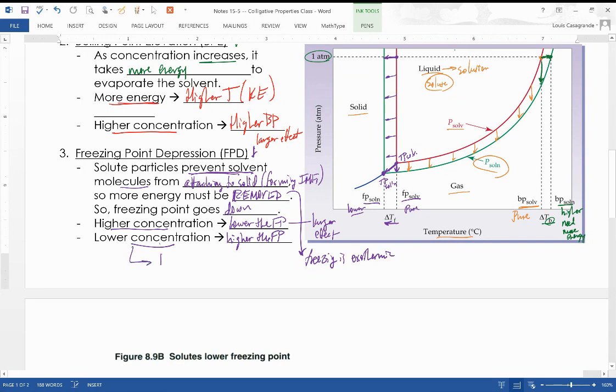What this means is that the pure solvent has the highest freezing point. Okay, pure solvent has the highest freezing point. There's no effect. There's no freezing point depression to affect it.